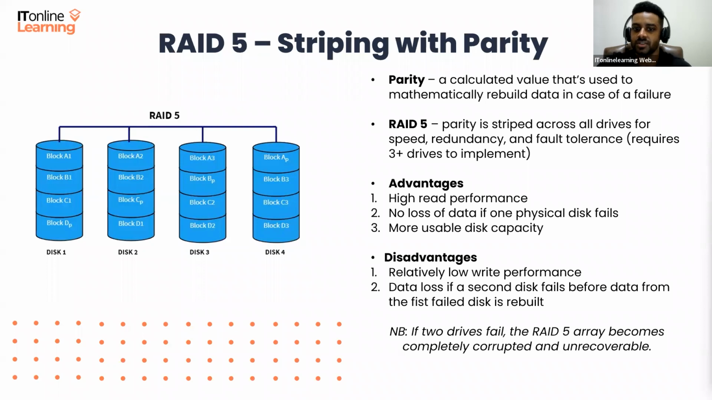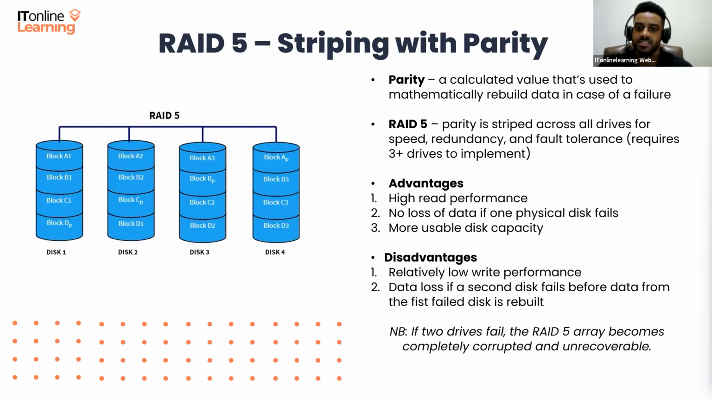You can store this on just one drive called a parity drive. More commonly, though, the parity gets striped across the drives for speed, redundancy, and fault tolerance. We call this configuration RAID 5, and it requires 3 or more drives to implement. Generally, it's best practice to have these drives all be the same size and speed to achieve the best performance. When you set up distributed parity, you set up a striped array across multiple disks.